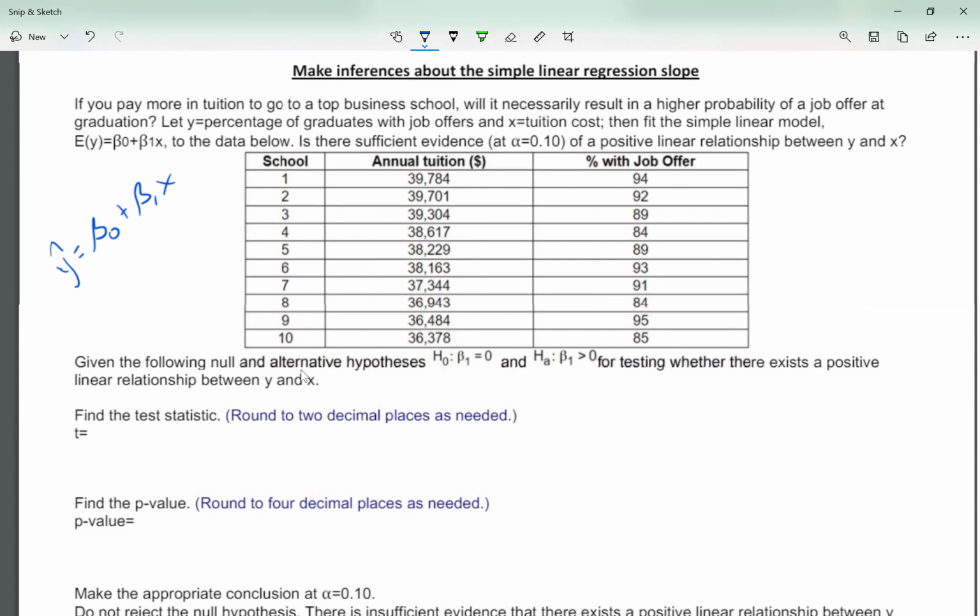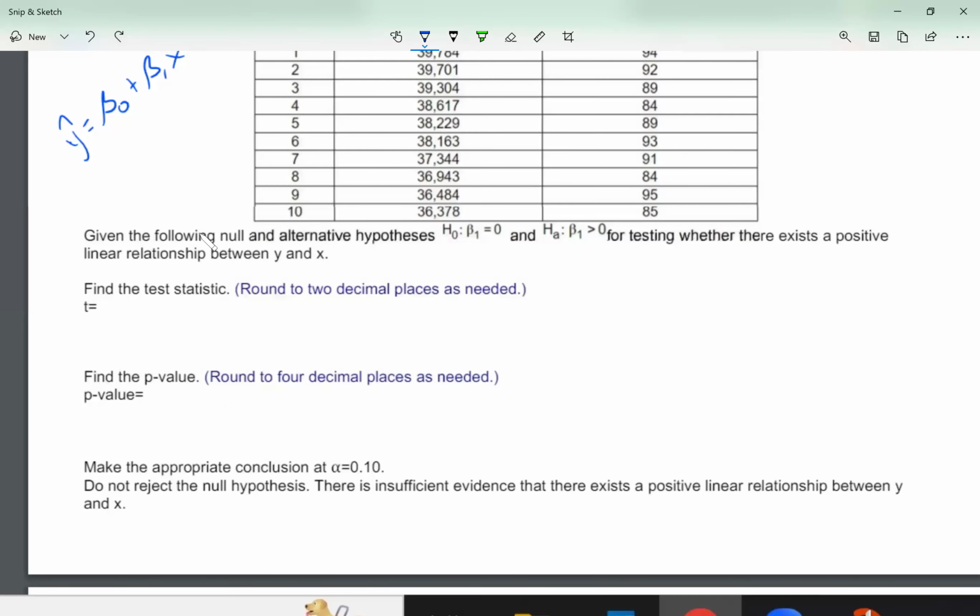Now, given the following null and alternative hypotheses, we're saying that our beta 1 is 0, and the alternative is beta 1 is greater than 0. Now, if beta 1 was equal to 0, wouldn't that cancel this? So we're saying that it does not have an effect, but that's why we're checking. What if our beta is more than 0? For testing whether there exists a positive linear relationship between y and x. Okay, so we have to answer what's the t-value, the test statistic, and our p-value.